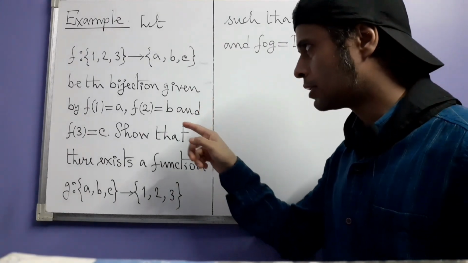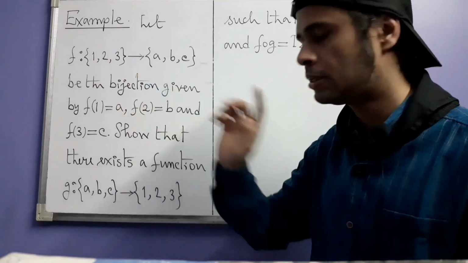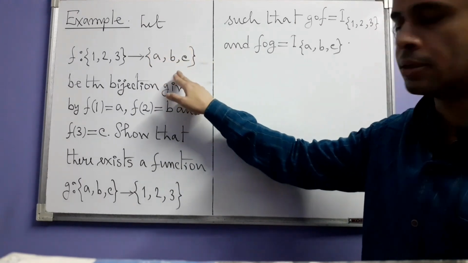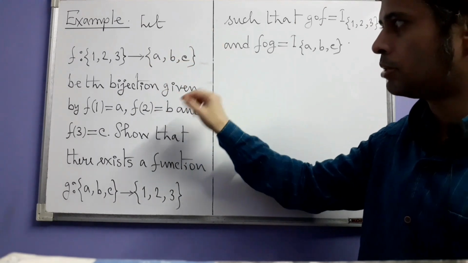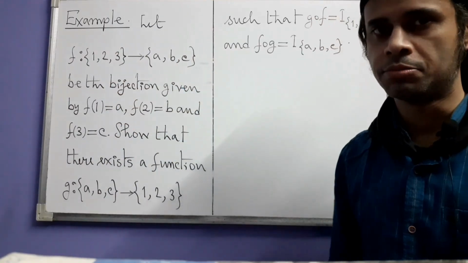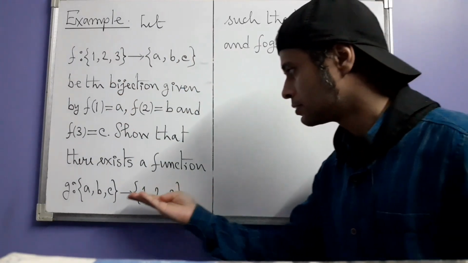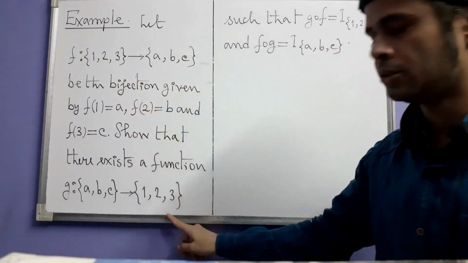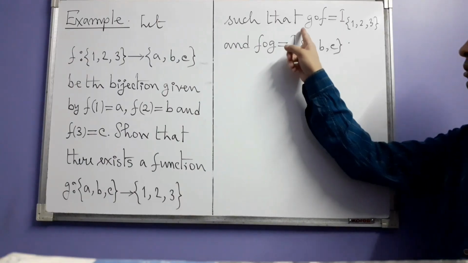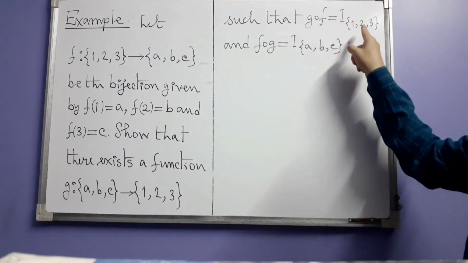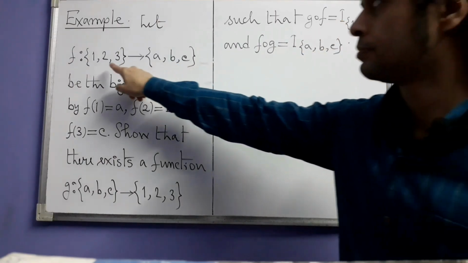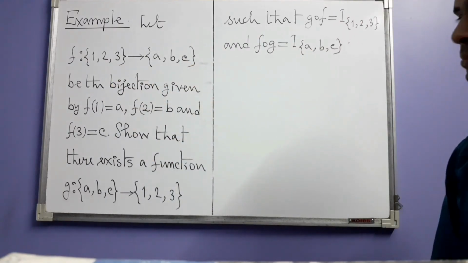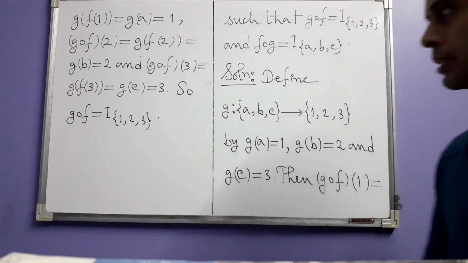The function is 1 to 1 because distinct inputs have distinct outputs, and it is onto because every element in this second set, the codomain, is the f image of some element in the domain. Now we have to show that there exists a function g from the codomain of f into the domain of f, such that g composition f is the identity function on this set, and f composition g is the identity function on this set. So this is how we define the function g.